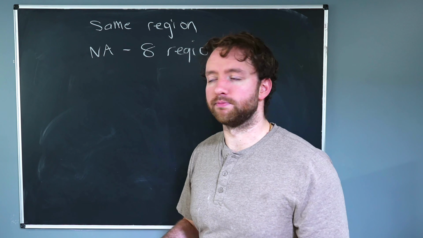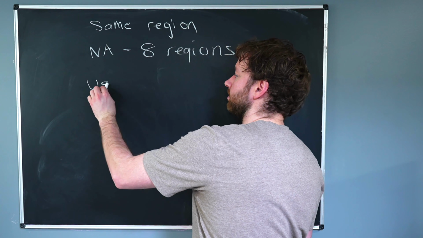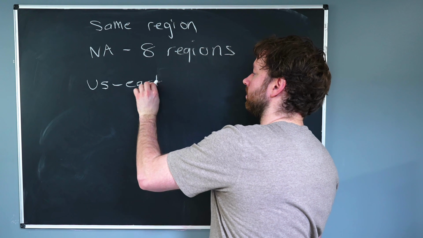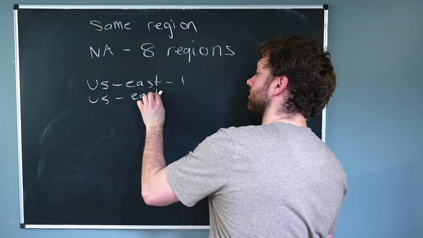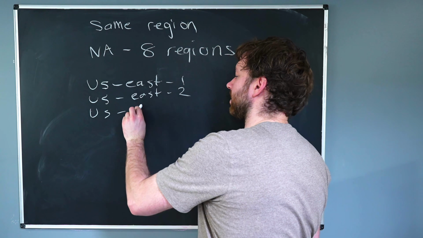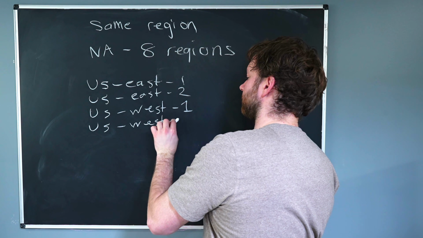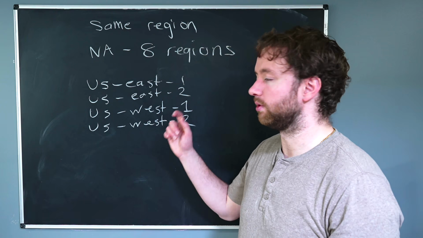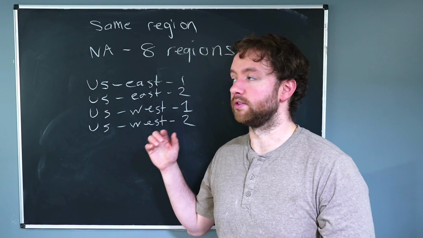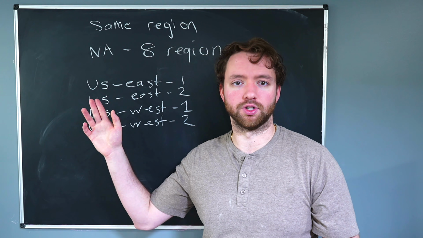These are all given some name, such as US East 1 or US East 2. There's US West 1, US West 2. So for example, if you're going to be serving a lot of users in California, you probably want to go for one of the West regions compared to the East regions.